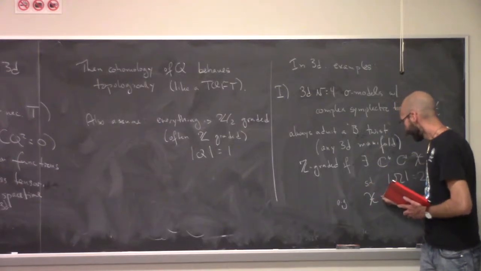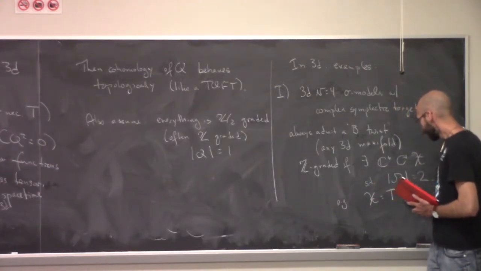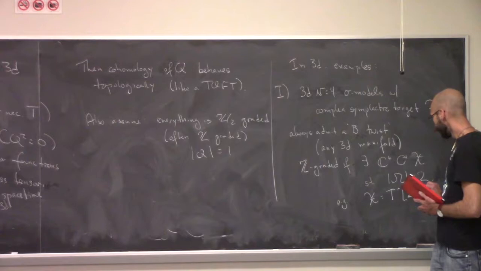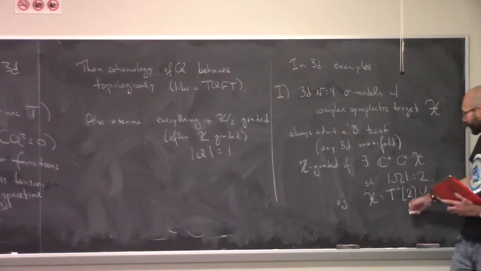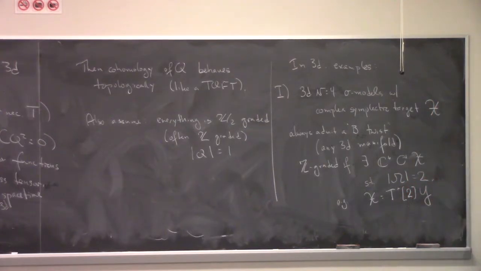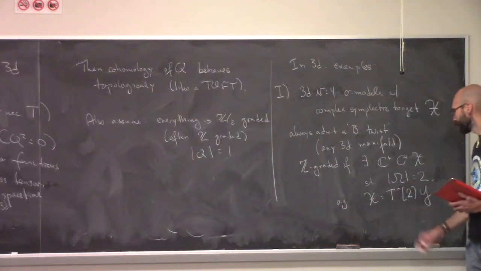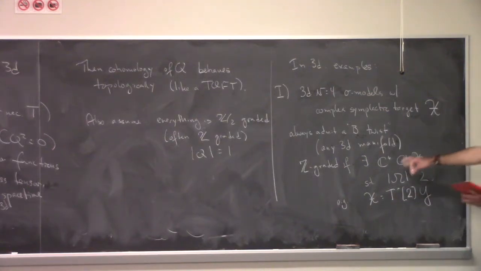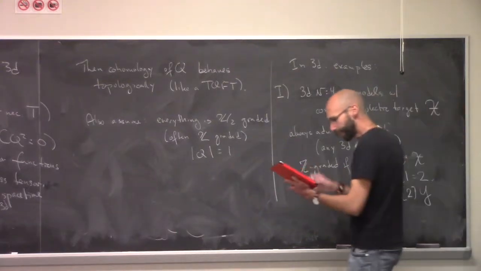So if X is a cotangent bundle of some Y, then you just shift the degree of the cotangent fibers, or use a C star that scales the cotangent fibers, and you get something that's Z-graded.